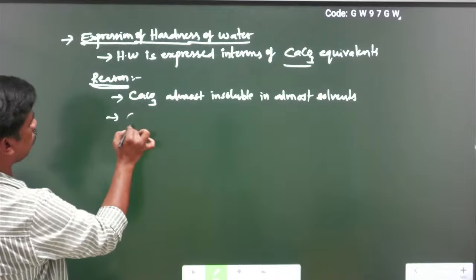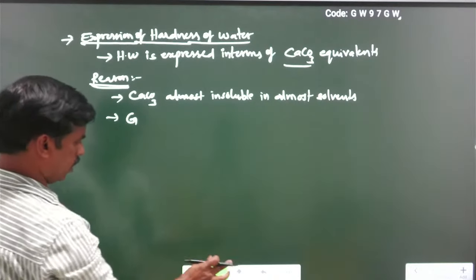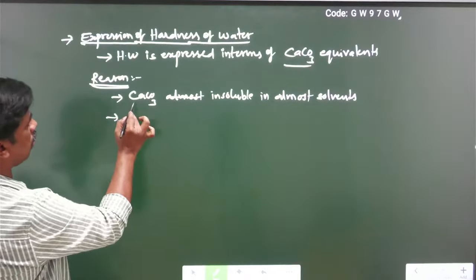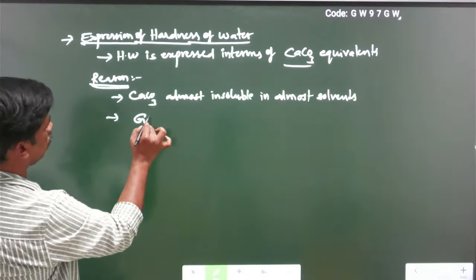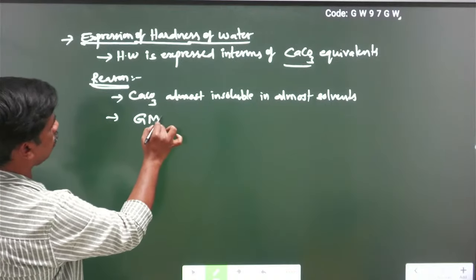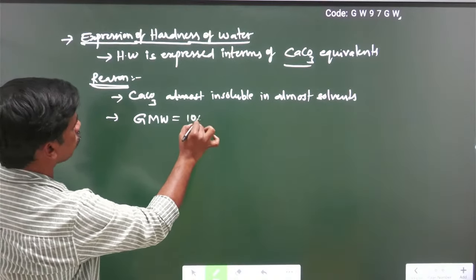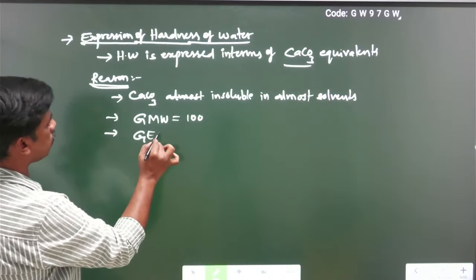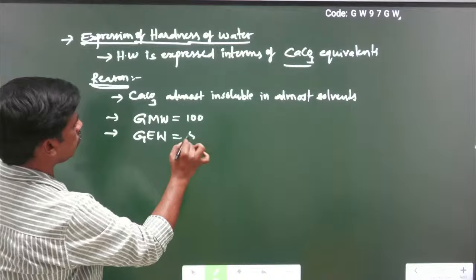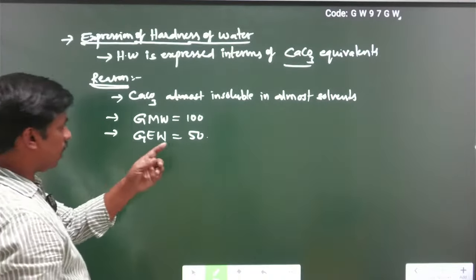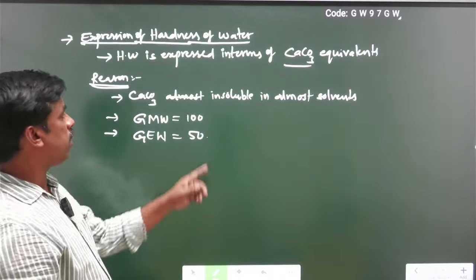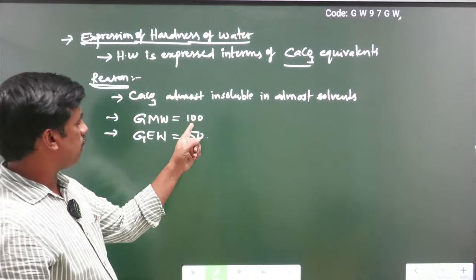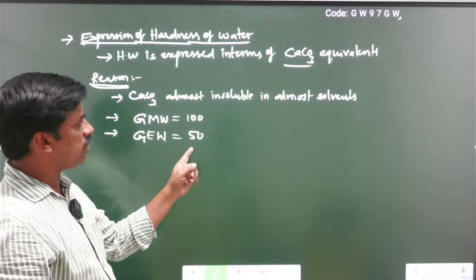Next, calcium carbonate gram molecular weight is 100, a round figure, and its gram equivalent weight is 50. During the calculation of sums, it is very easy to calculate by taking gram molecular weight as 100 and gram equivalent weight as 50.